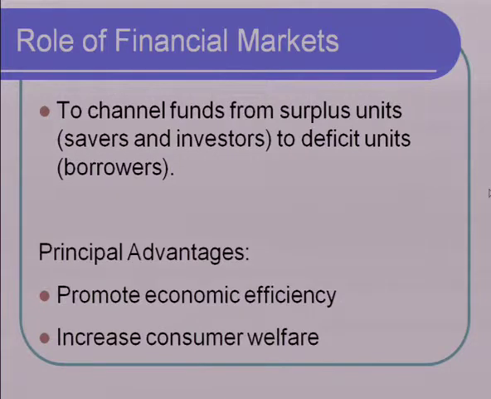So the role of financial markets is basically to channel surplus funds, or funds from surplus units, so that's savers and investors, people who've got more money than they need at the current time, or companies that have got more money than they need at the current time, to deficit units, who are the borrowers. That's the basic role of financial markets. And if you think about that, that's a really important role in a modern economy because it means that a lot more economic activity can go on.